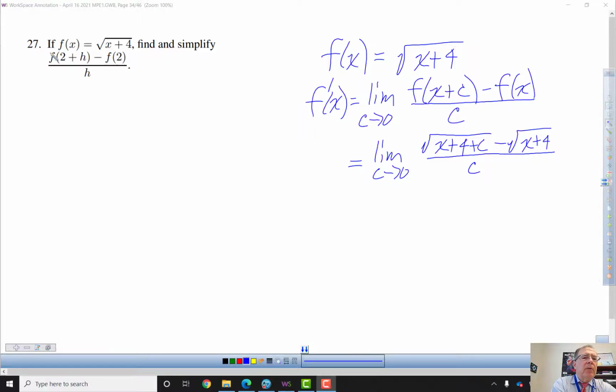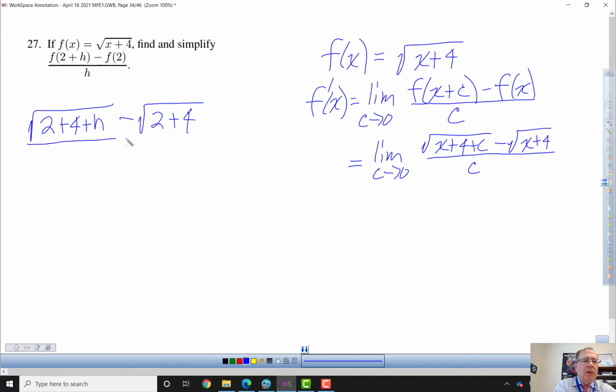Okay, number 27 is this bizarre thing called a difference quotient. So I'm supposed to find this fraction. My function is f of x equals the square root of x plus 4. So f of 2 plus h is going to be the square root of 2 plus 4 plus h, and then minus f of 2. So that's x is 2 plus 4, and yeah, that's the square root of 6, all over h. So I'm going to simplify this.